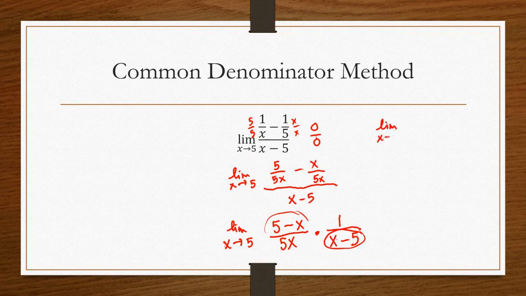So it's still a limit as x goes to 5. But now if I take a negative 1 out, this would be a negative 5 plus 5. And then I would have 5x times x minus 5. And now I notice that these are the same thing, so these can cancel. They're just written in a different order. And now if I plug in 5, I get negative 1 over 25.